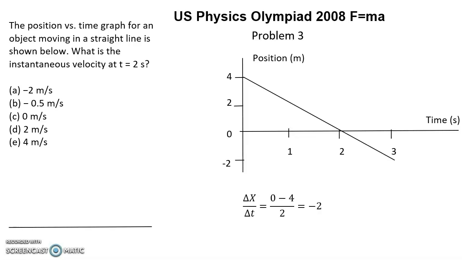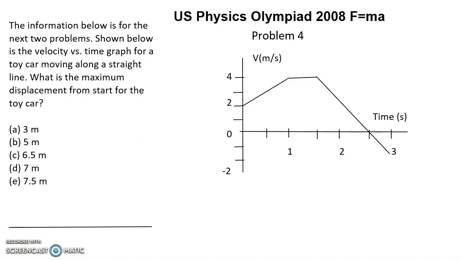So here we can count the slope from 0 to 2 seconds, where the displacement is 0, and at time 0 seconds the displacement is 4 meters. So the formula is dx over dt equals 0 minus 4 over 2 seconds, which is negative 2. So this is the answer. The correct answer is negative 2 meters per second.